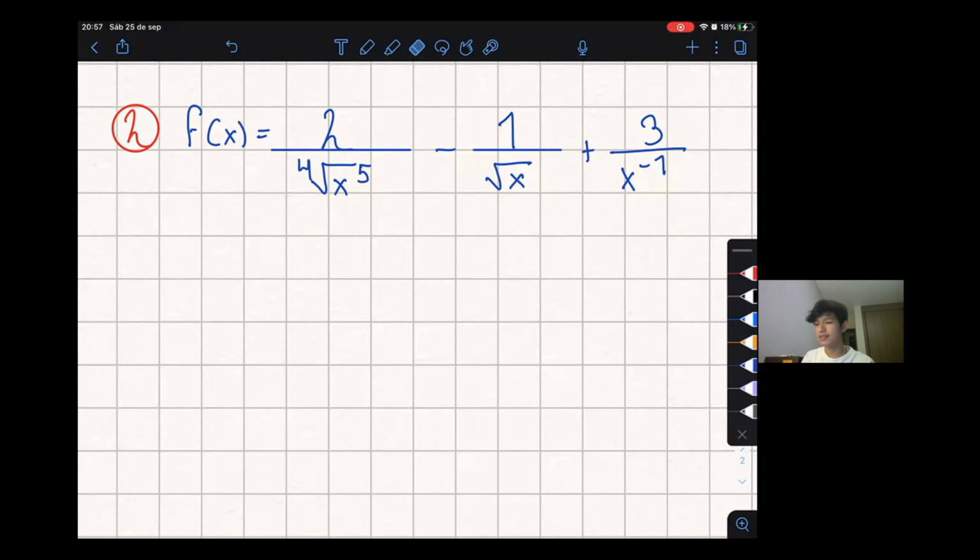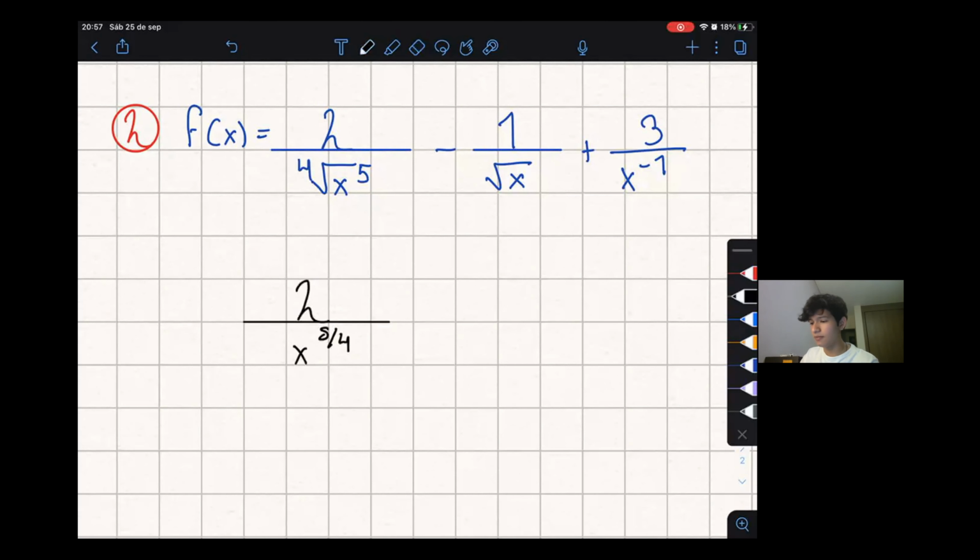Hello again. For the next exercise, I will continue using the power rule for convenience. And as you can see, in this case, we have some square roots and fractions. So in order to find the derivative of this function, we first convert the roots to fractional exponents. So for example, the first one, we convert to 2 over x raised to the 5 over 4.